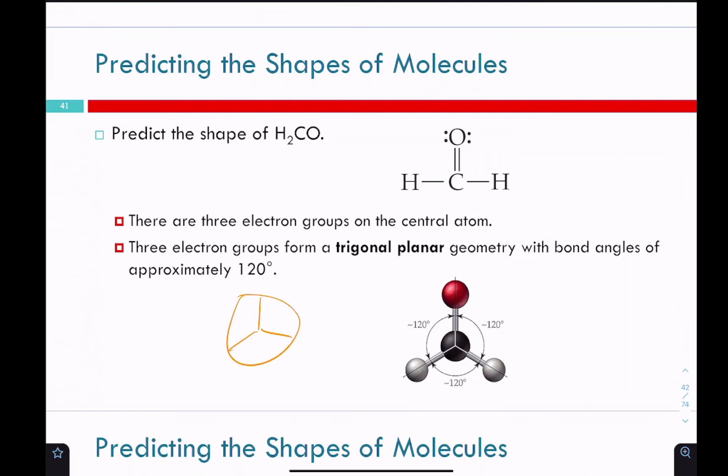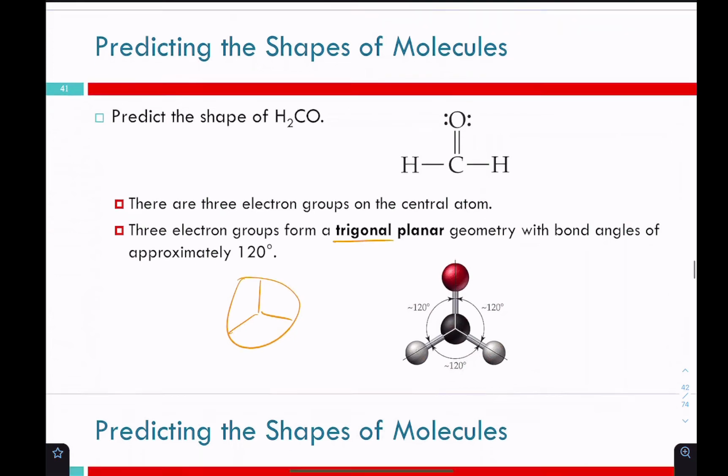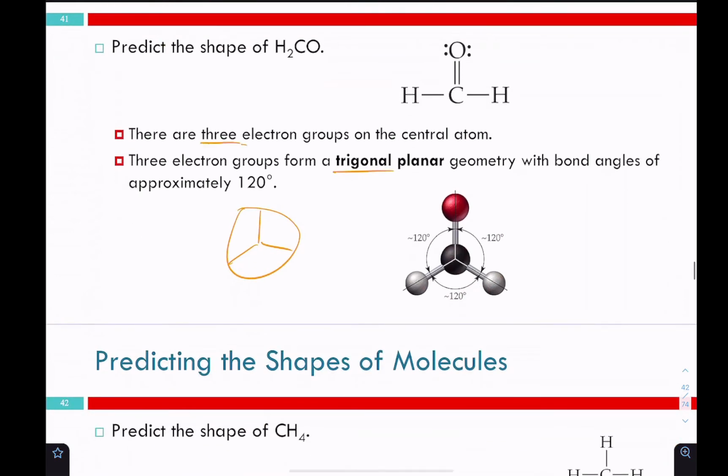So this is called trigonal, so three, trigonal planar, because it's flat. It's like a pie chart, flat. That's as far apart as they can get. It looks like a fidget spinner, the same geometry as a fidget spinner, or at least one with three sides. So 120 degrees. That's three electron groups, and there's a chart for these.